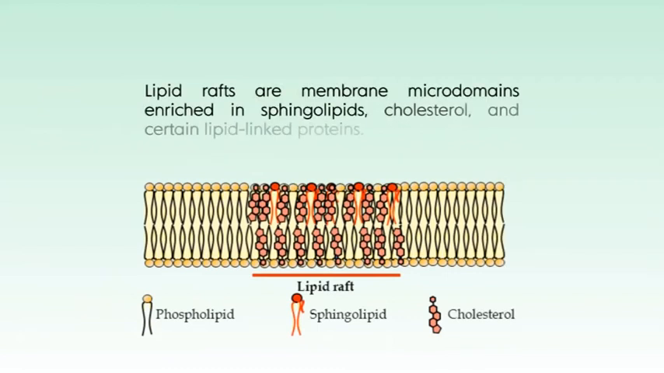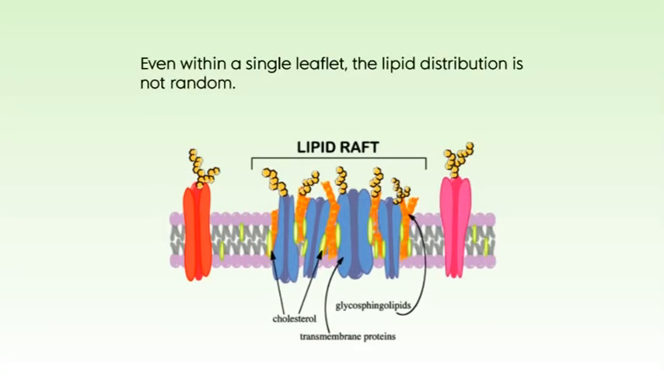Membrane rafts and caveolins. Lipid rafts are membrane microdomains enriched in sphingolipids, cholesterol, and certain lipid-linked proteins. We have seen that diffusion of membrane lipids from one bilayer leaflet into the other is very slow unless catalyzed, and that the different lipid species of the plasma membrane are asymmetrically distributed in the two leaflets of the bilayer. Even within a single leaflet, the lipid distribution is not random.